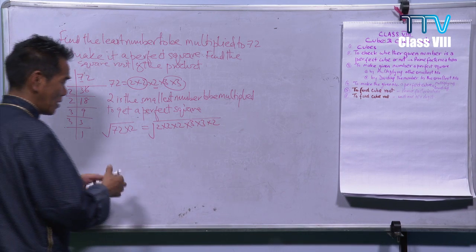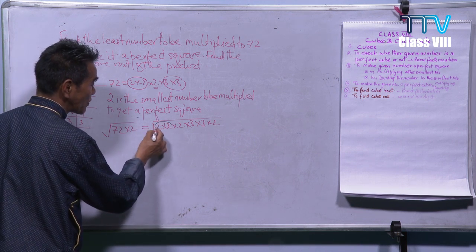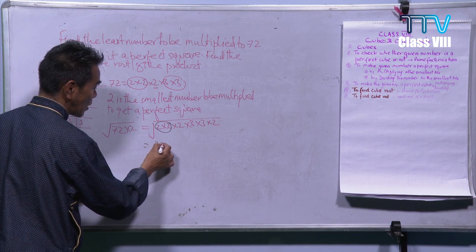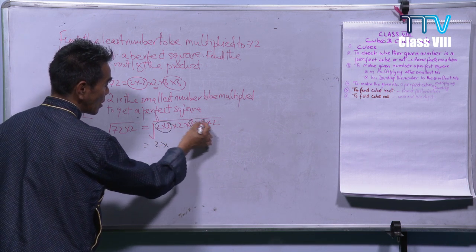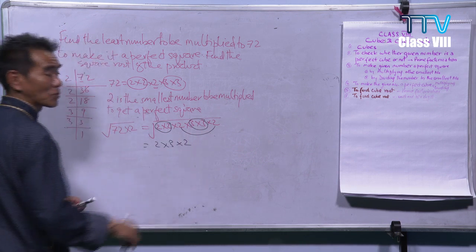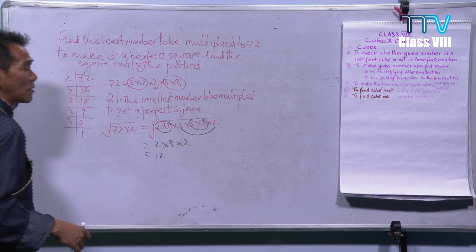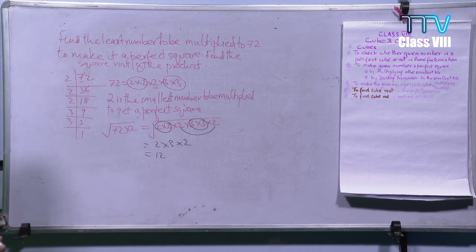Take one 2 out of each pair and one 3 out of the pair of 3s, and find the product: we get 12. So 144 is a perfect square and its square root is 12.